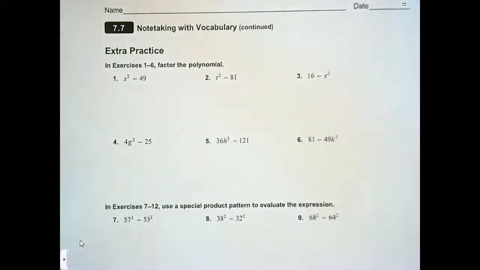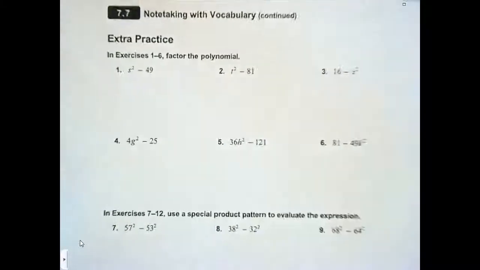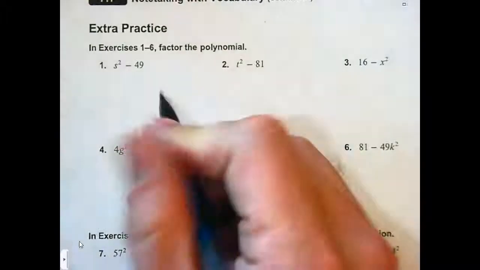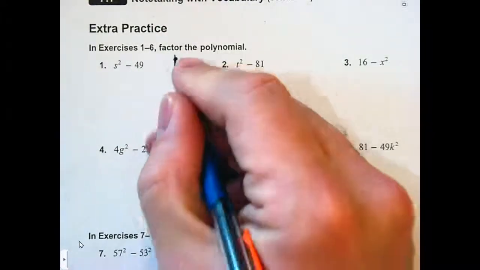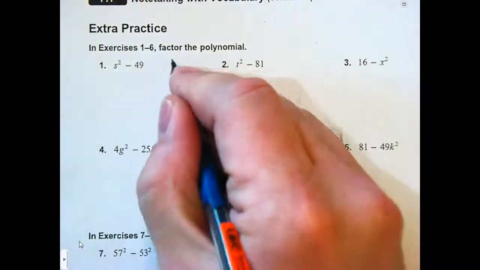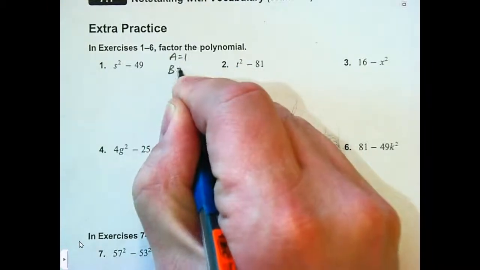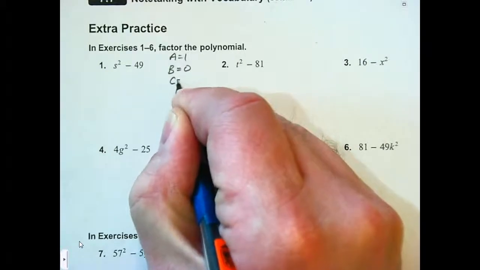If you look at page 237, you can always go back to 236 and add notes, but page 237, we have s squared minus 49. First thing I want you to do on number 1 is identify what A, B, and C are. Write them next to it and tell your neighbor what they are. Number 1, what is A, B, and C? Sarah, what's A? Okay, what's B? 0, and C? Negative 49.